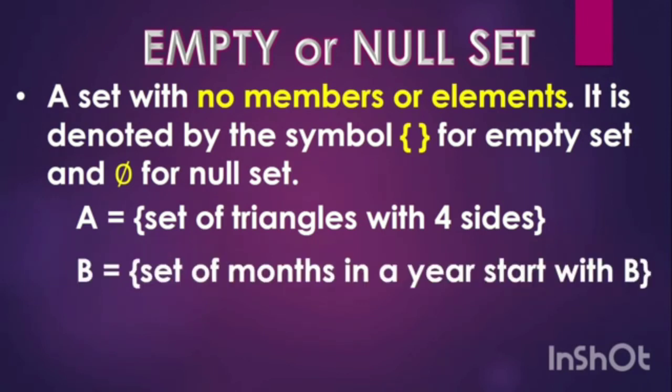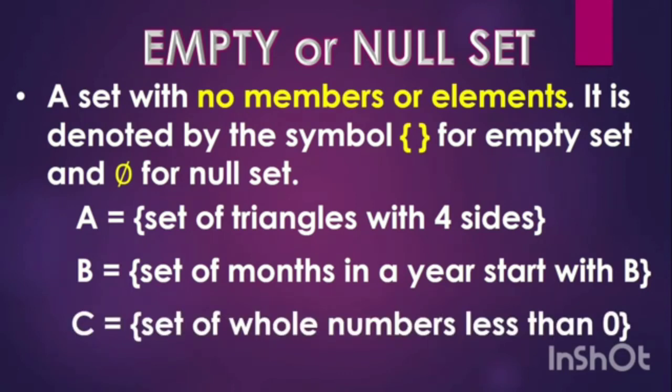Next, set B is the set of months in a year that start with B. So, meron bang months na nagsisimula sa B? Wala. We only have J, A, M, S, O, N, D. Wala tayong B. So, ibig sabihin, this is also a null set or empty set. Set C, set of whole numbers less than 0. We all know that a whole number starts with 0. So, meron pa bang mas mababa sa 0? Wala. So, this is also an example of empty set or null set.